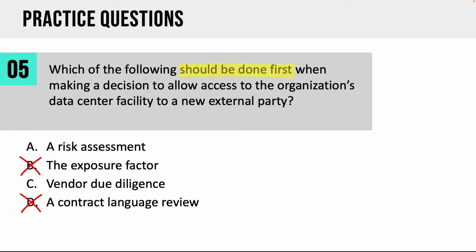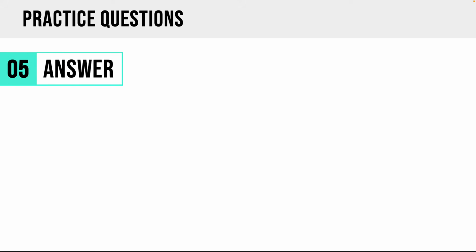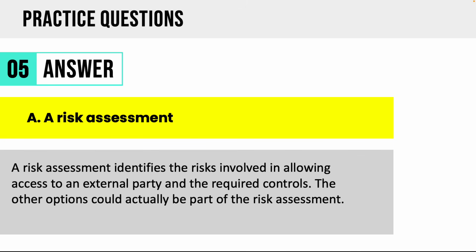So which of these is the best answer? And there's an objective correct answer here, and the answer is A, a risk assessment. The risk assessment identifies the risks involved in allowing access to an external third party and the required controls. All the other options on that list could actually be part of the risk assessment, and the risk assessment itself is an act of due diligence.